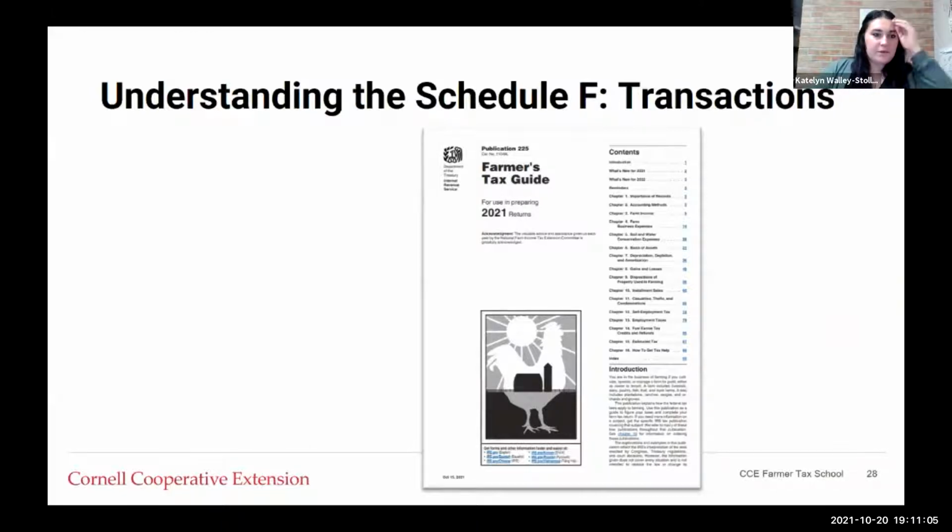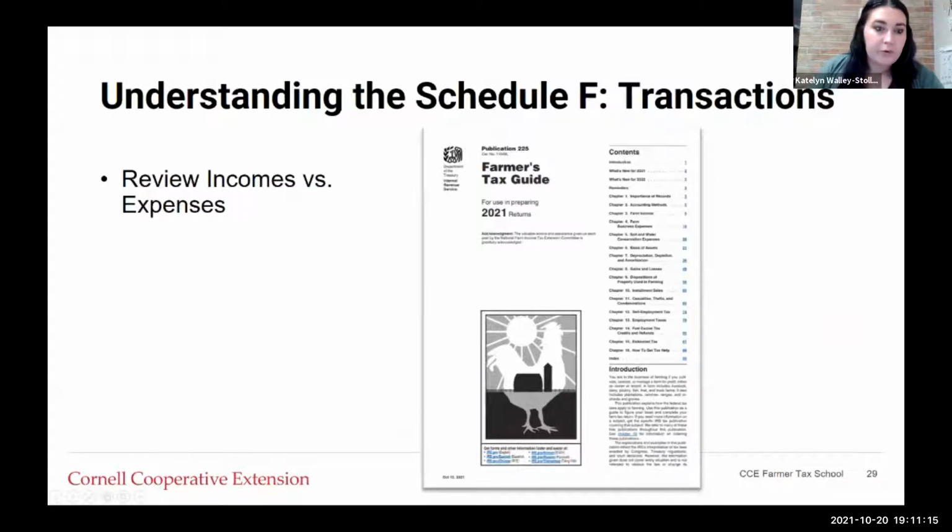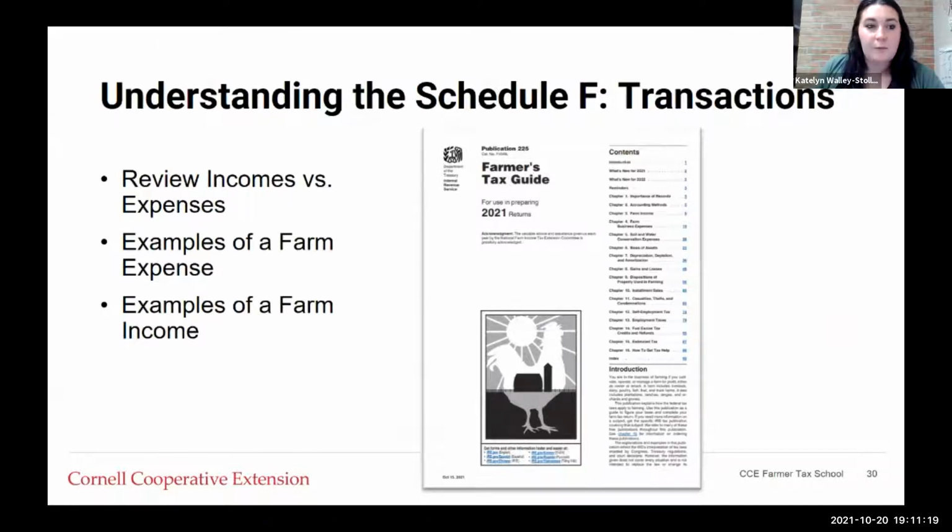Okay, so what I'm going to be covering now is talking about transactions and how they end up on the Schedule F, how they're recorded on the Schedule F. So we're going to go through kind of reviewing different incomes and expenses and where they go. And we're going to cover some examples of farm expenses and farm incomes.